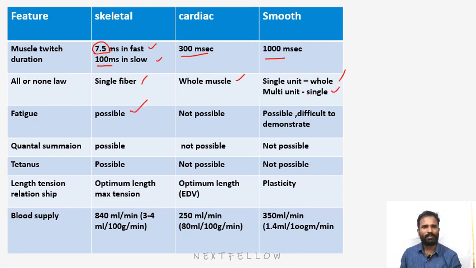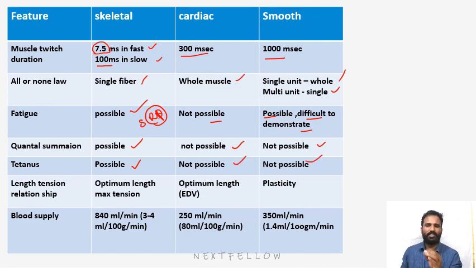Fatigue is possible in skeletal muscle because of a shorter refractory period, whereas it is not possible in cardiac. It is possible in smooth muscle but we can't demonstrate it. Quantal summation or multi-motor unit summation: with increased strength of stimulus, more motor units will be recruited. That's why we said skeletal muscle as a whole does not follow the all-or-none law, because there is recruitment. So it is possible in skeletal muscle, and such a thing is not possible in smooth and cardiac. Tetanus is possible in skeletal muscle and not possible in smooth and cardiac.